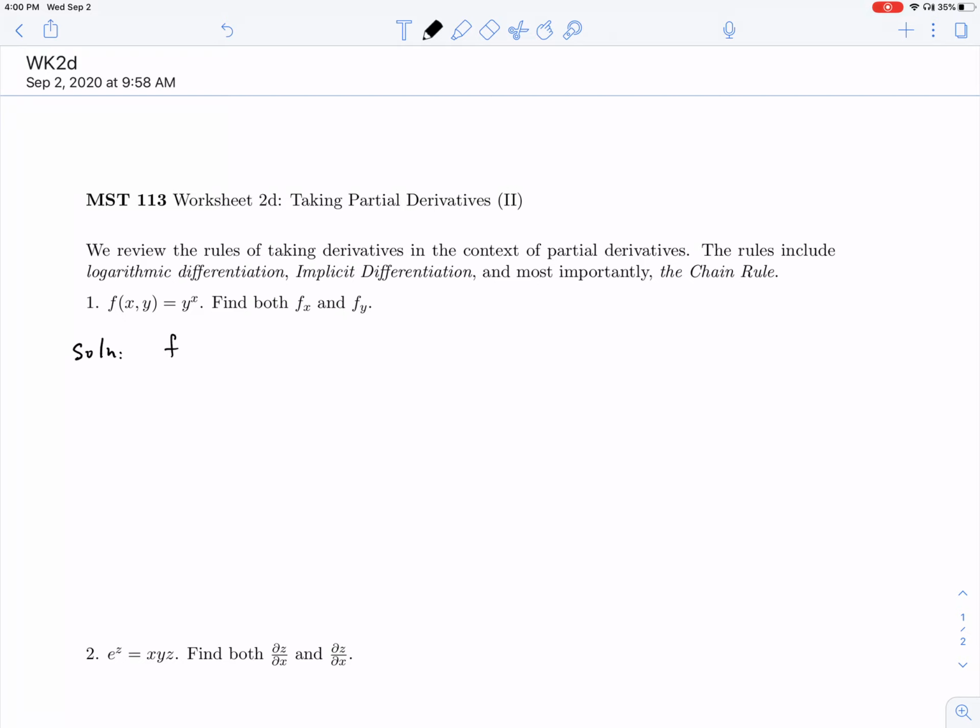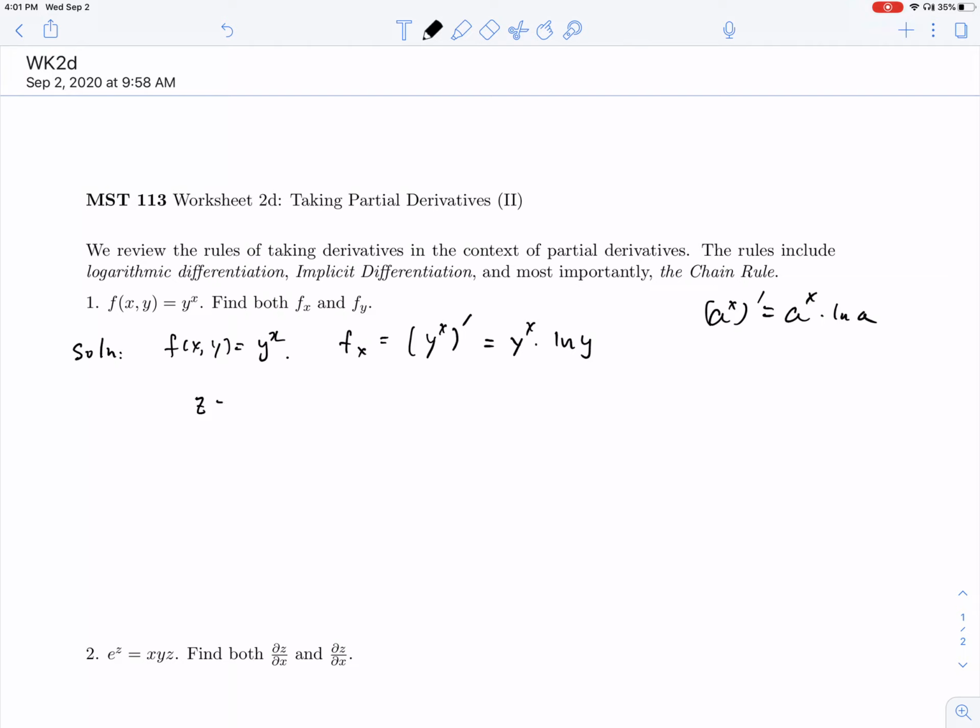So f of x, y is equal to y to the power x, right? So we're going to take the derivative. Remember, by the derivative formula, the derivative of a^x is a^x log a. So this one over here is y^x log y. Okay. Now you may say you haven't used logarithmic differentiation. This is how you use it.